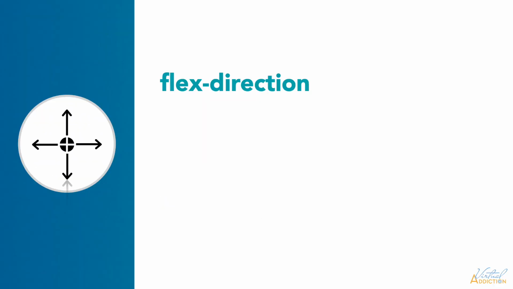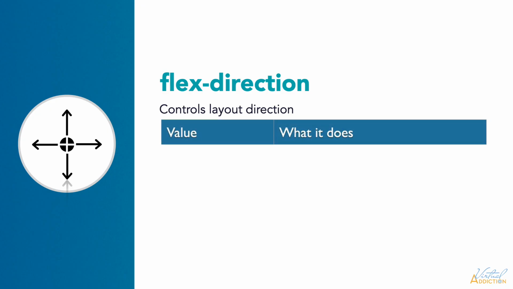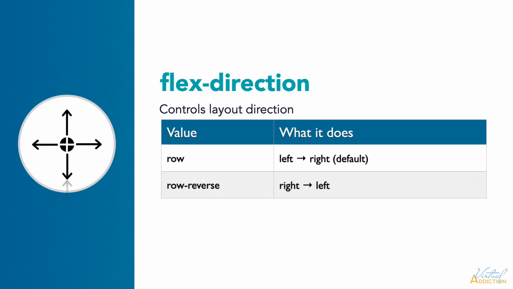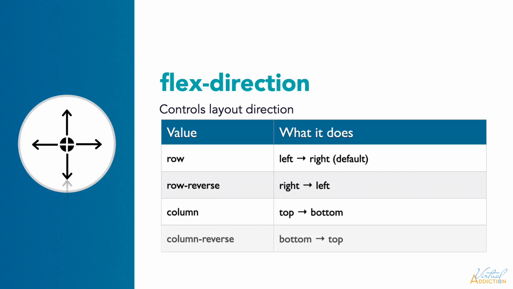I just mentioned that flex direction controls the layout direction. You can, however, change the value of flex direction, which will impact how the main and cross axes interact. So keep in mind that flex direction always works with the main axis. The default value is row, and that means the content runs from left to right. But if I set the value to row reverse, the content will run from right to left. We can also set the value to column, which means the main axis is going to run from top to bottom, or column reverse, in which case the main axis will run from bottom to top.